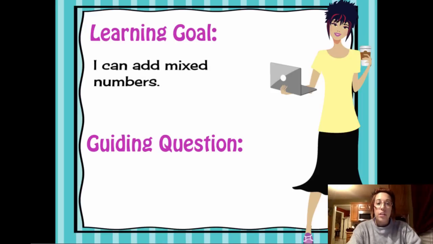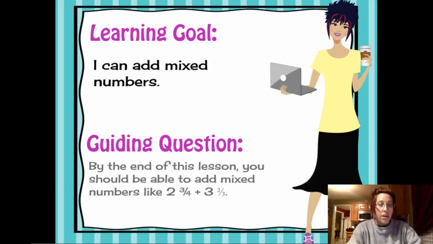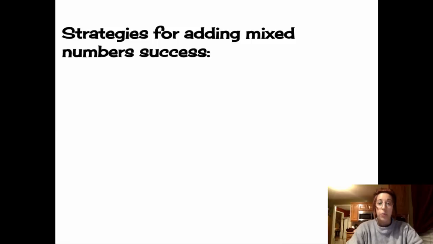Our learning goal is that I can add mixed numbers. So by the end of this lesson, you should be able to add mixed numbers like 2 3/4 and 3 2/3. We do not have any new vocabulary for this lesson, so we're going to move on to the strategies for adding mixed numbers success.